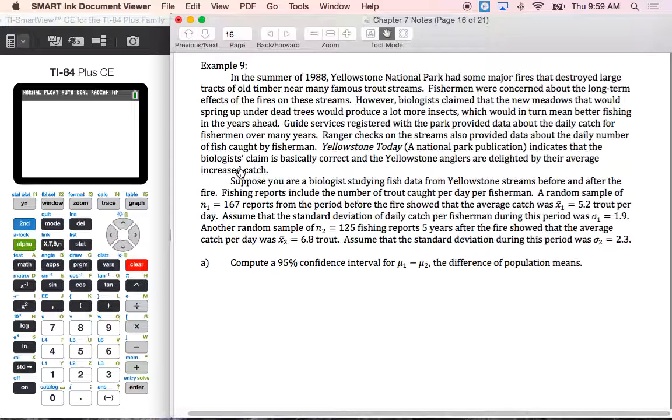So here we're looking at fish caught before and after a fire. So your n1, all that stuff, is before the fire. Your n2 and all the 2s are going to be after the fire. So we have an n1 of 167, x bar 1 of 5.2, standard deviation 1.9. We've got an n2 of 125, x bar 2 of 6.8, sigma 2 of 2.3. Sometimes it might be easier for you to find all the important information first and then figure out what your sentence will be later.